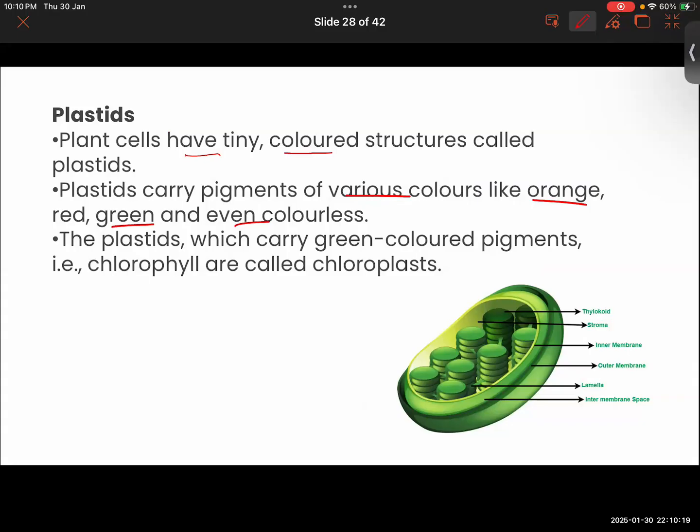Tell me if you have understood everything about the cell organelles of the plant and animal and all that. Any questions? Any doubt from that? Please get it cleared if you have any questions.